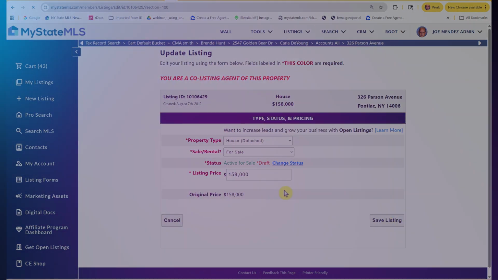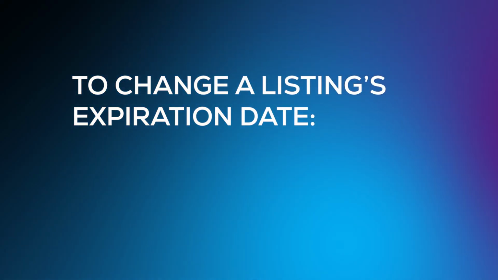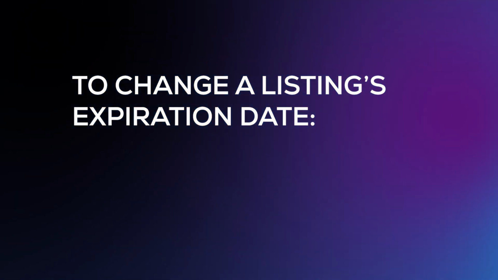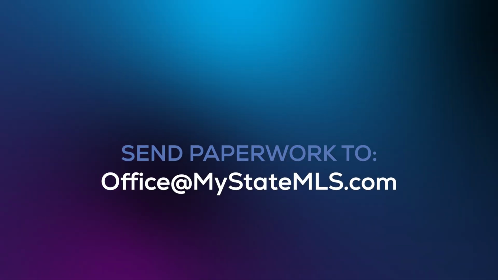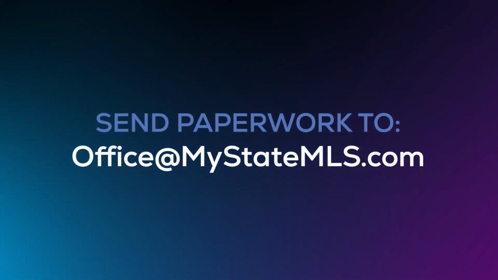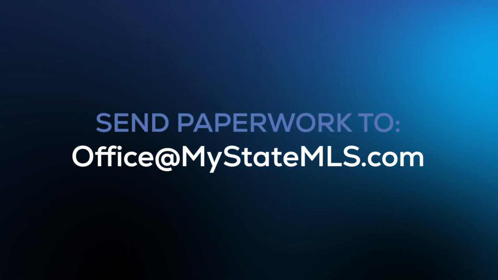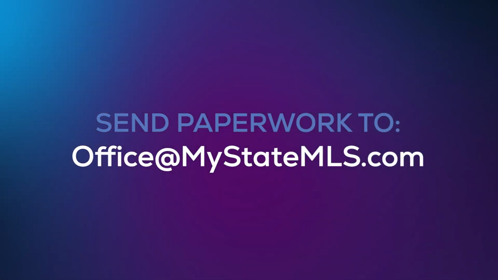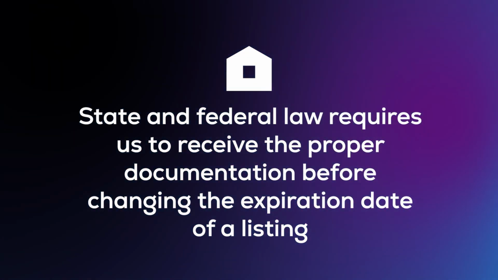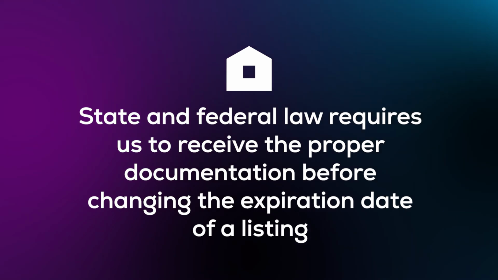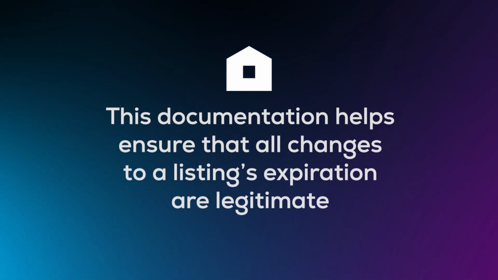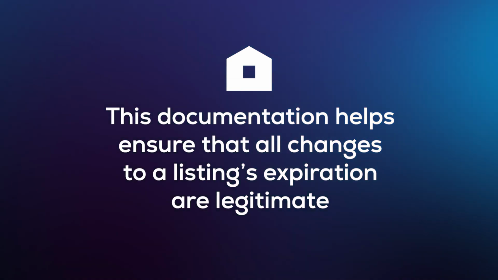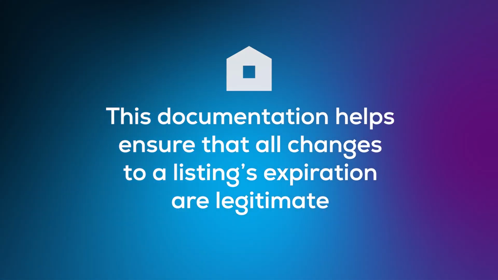But really, to change the date on an extension on a listing, please send us any paperwork that you happen to have. Send it right to office@MyStateMLS.com, and we'll go ahead and change that for you. The reason we do it this way is because state and federal law requires us to receive the proper documentation before changing the expiration date of a listing. This documentation helps ensure that all changes to a listing's expiration are legitimate.